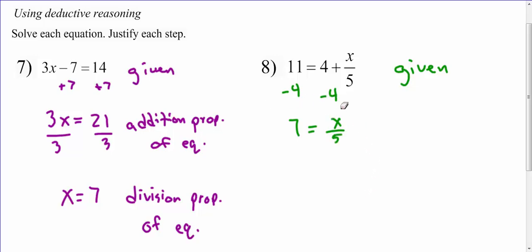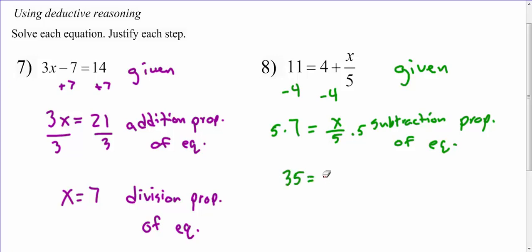What allows us to subtract the same thing from both sides of an equation? That's the subtraction property of equality. I bet you can guess what's coming up next. We still need to get x by itself. So we'll go ahead and multiply both sides of this equation by 5. So we would know then that 35 is equal to x.